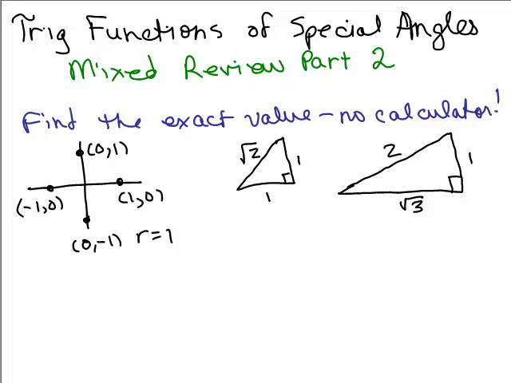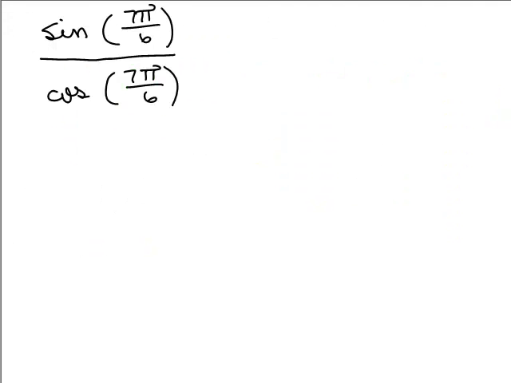All right, this is part 2 of mixed review problems of finding the exact values of some trig functions. And again, we're going to remember if an angle's on the quadrant, we could use these values over on the left. If we're talking about a 45, 45, 90-degree triangle, remember the 1, 1, square root of 2. And for the 30, 60, 90, we've got 1, square root of 3, 2. So here's the first problem.